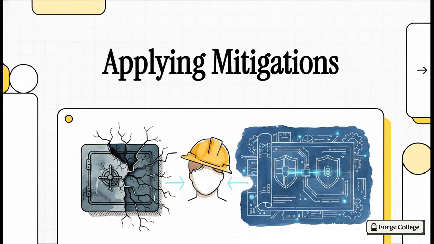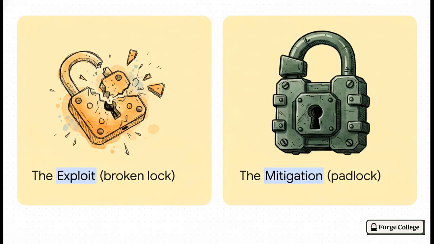But today we're putting on our hard hats. We are transitioning from simply finding that flaw to drawing up the actual blueprints to fix it. We're applying mitigation strategies. Think about the contrast between finding a bug and actually fixing it. An exploit is essentially a broken lock, right? It's the open door we discovered in our last debugging session. But our mitigation? That needs to be a heavy-duty, reinforced padlock.